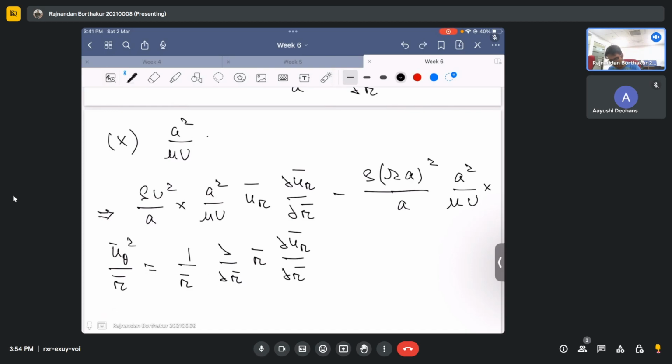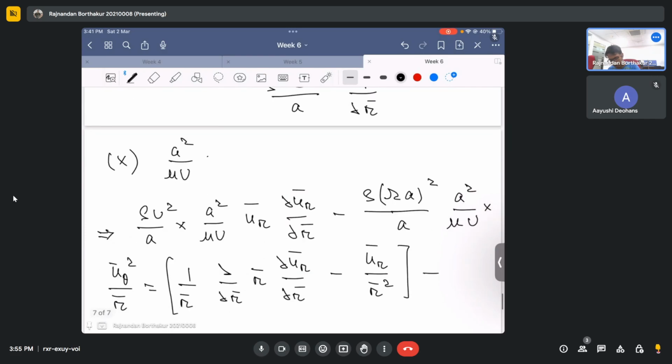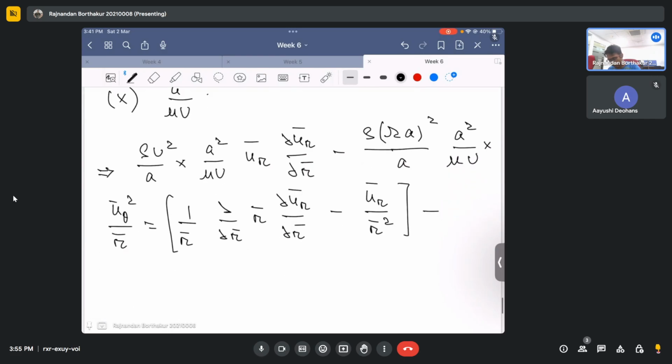So this is the first term, and there is also one more term, which is u r bar by r bar squared, and this would be the viscous term. And also there is this pressure gradient term, which is minus. So it is minus rho omega squared a squared by a times a squared by mu u.